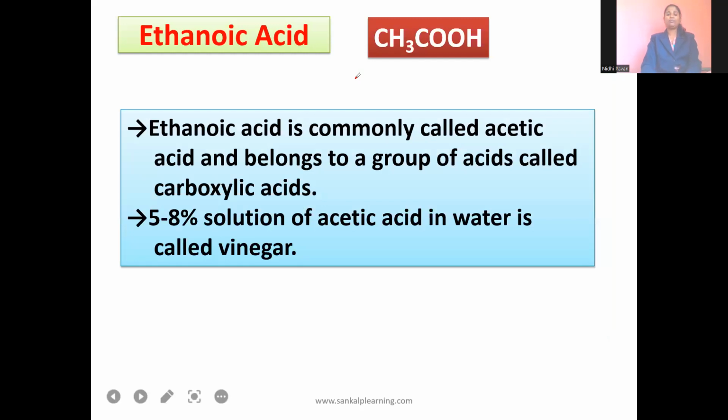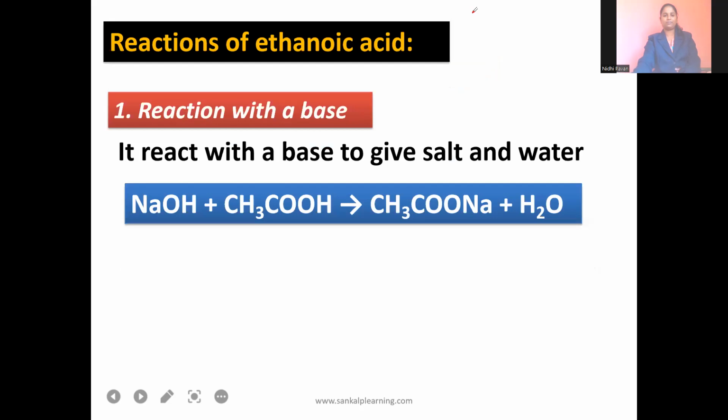The next most important compound of carbon is ethanoic acid, CH3COOH, commonly called acetic acid or vinegar. It is widely used for cooking purposes, especially in Chinese food. Ethanoic acid belongs to the carboxylic group; COOH means carboxylic group. A 5 to 8% solution of acetic acid in water, the rest being water, gives you the vinegar which we use for cooking purposes.